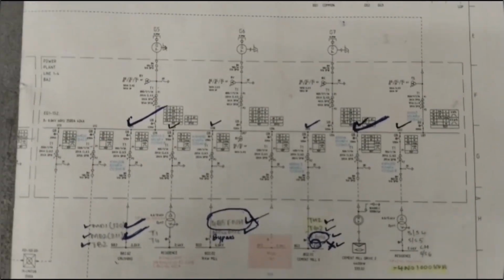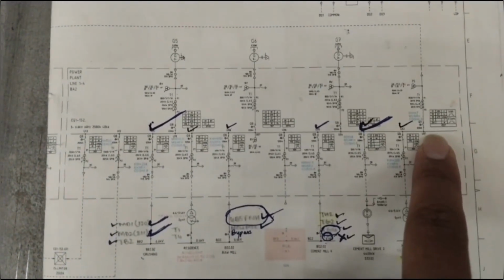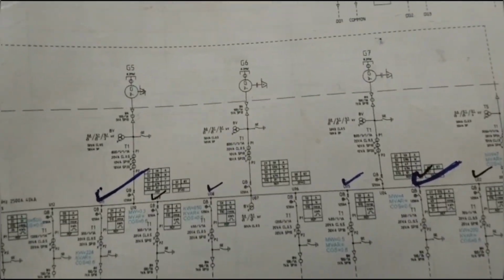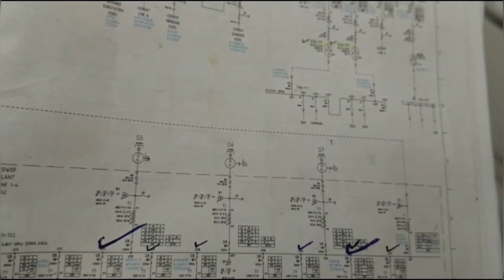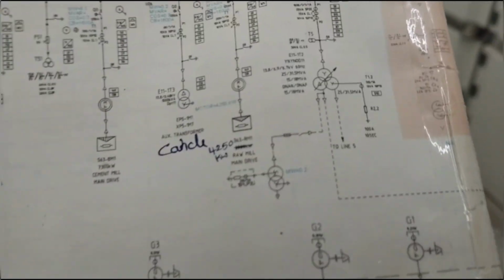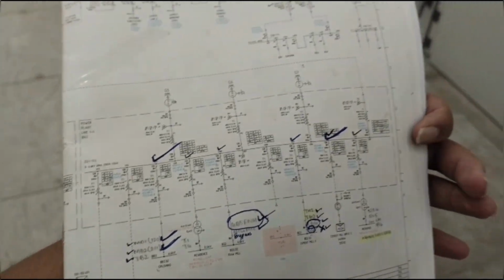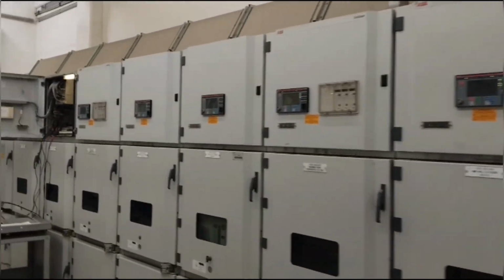Now I show you BA2. We also have one source from the transformer. You can see the remaining sources are generator 5, generator 6 and generator 7. So let me come to show you.